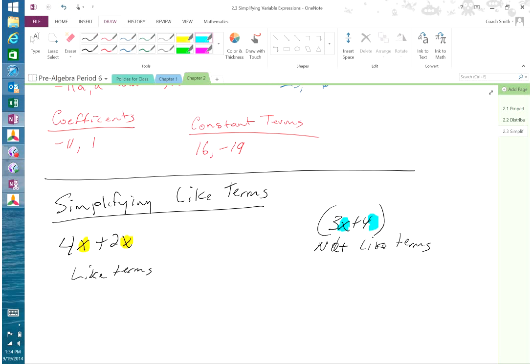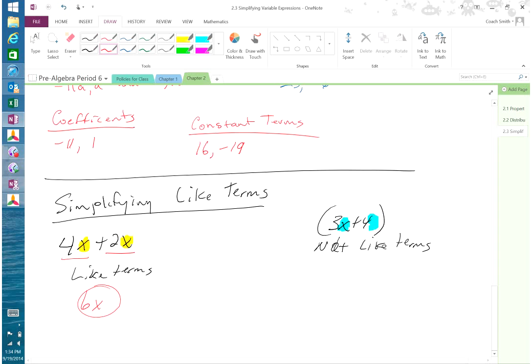So I can put 4x and 2x together. I have 4 x's and I have 2 more x's, and I'm adding them. So how many x's would I have? I have 4 and 2. 6x. And that's your answer.